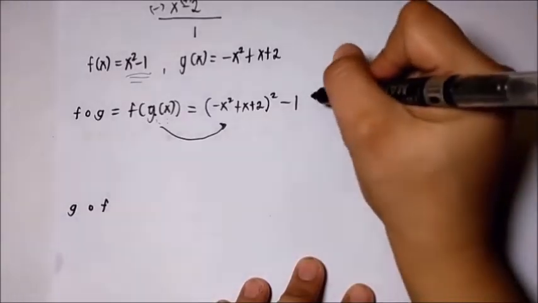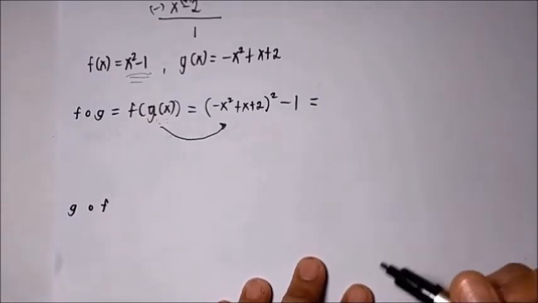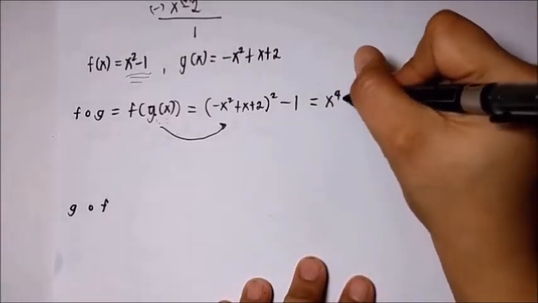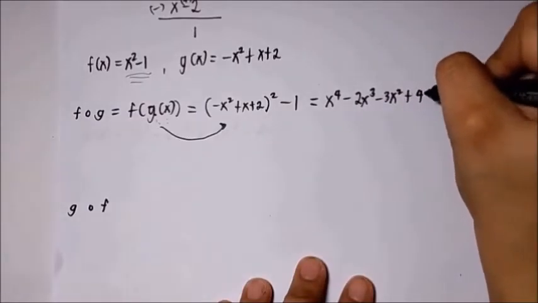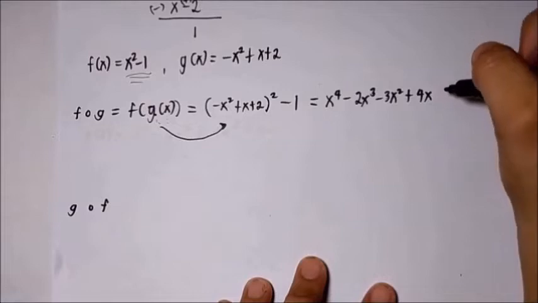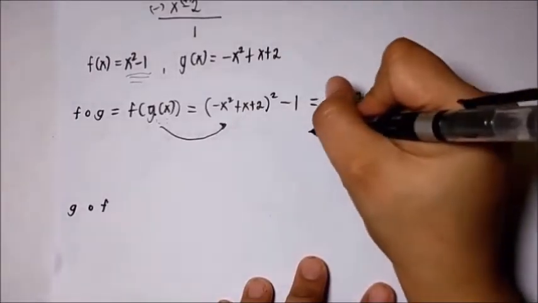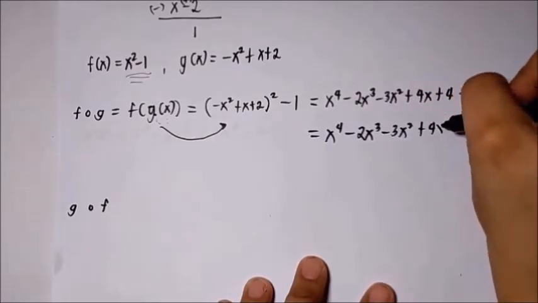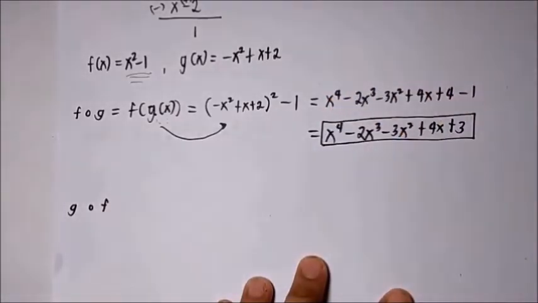So since this is squared, we have to evaluate that. So what would now be the evaluation of that if we're going to have that? So we will be having x raised to 4, negative 2x cubed, negative 3x squared plus 4x. Okay? And then plus 4. So that is the expansion of this. And then don't forget you have negative 1. So the result now is x raised to 4, negative 2x cubed, negative 3x squared plus 4x, 4 plus minus 1, that would be positive 3. So this is now f of g.